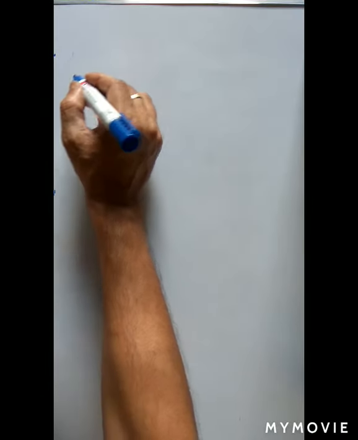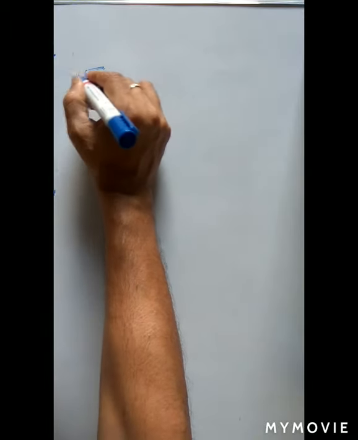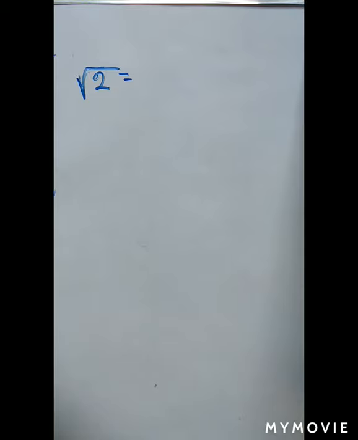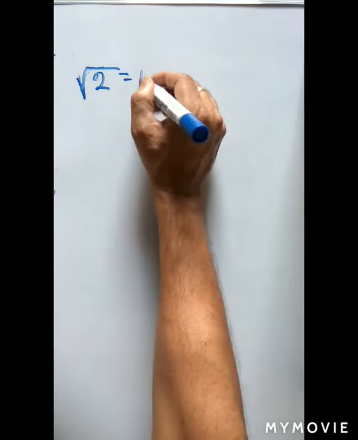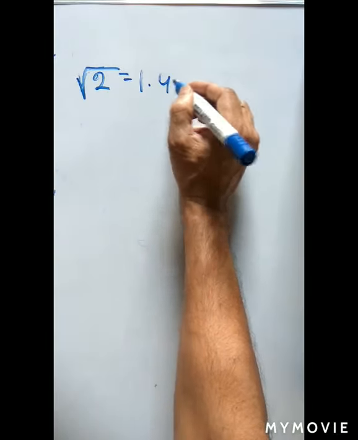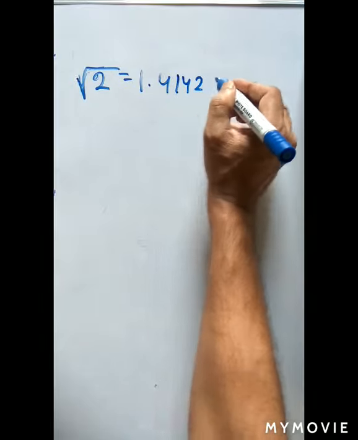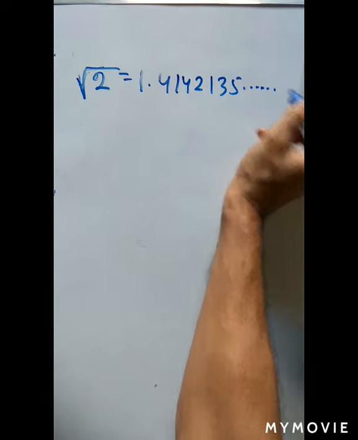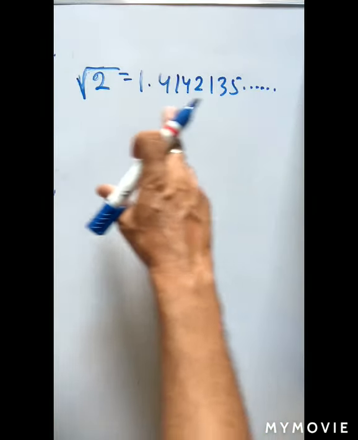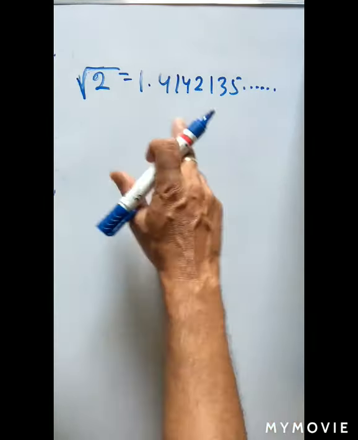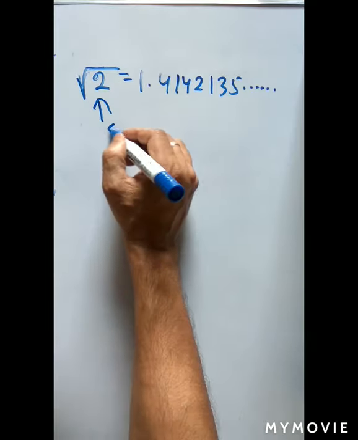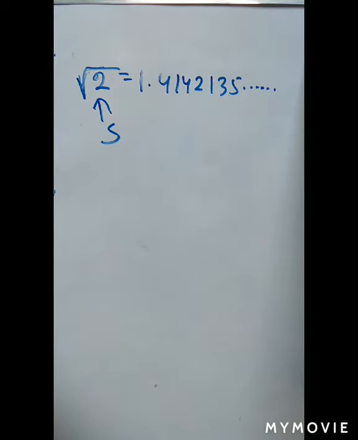For example, if you calculate the value of the square root of 2, that is root 2, the value of root 2 can be written as 1.4142135. That means it is non-terminating, also non-repeating type. So this type of number is called an irrational number. The irrational number symbol is, let us say, S.